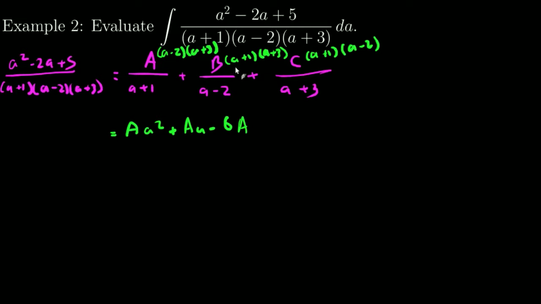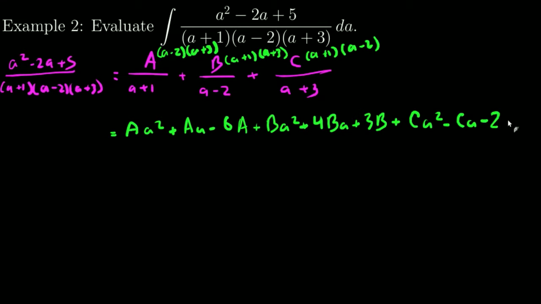In here, if I do a plus 1 times a plus 3, I will get a squared plus 4a plus 3. So I get Ba squared plus 4Ba plus 3B. And here, when I multiply a plus 1 times a minus 2, I get a squared minus a minus 2. So I'll get plus Ca squared minus Ca minus 2C. And that's all going to equal a squared minus 2a plus 5.